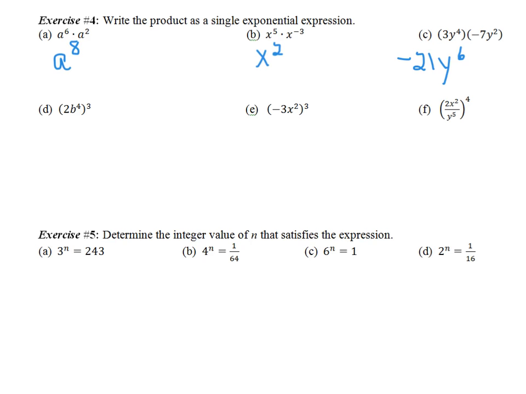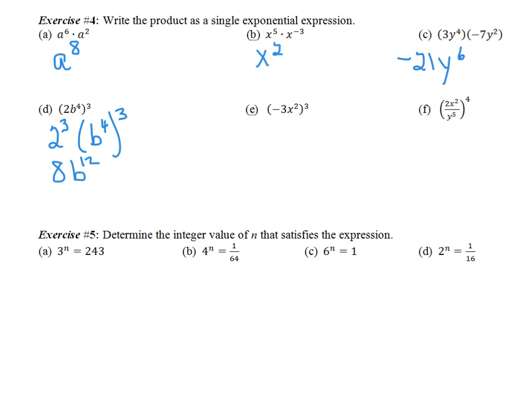In part D, I'm raising a power to a power. But not only does the exponential b to the fourth get raised to the third power, the 2 also needs to be raised to the third power. So I'm going to write this as 2 to the third multiplied by b to the fourth raised to the third power. 2 to the third is 8, b to the fourth raised to the third, b to the 12th. And that would be my final answer for the simplification.